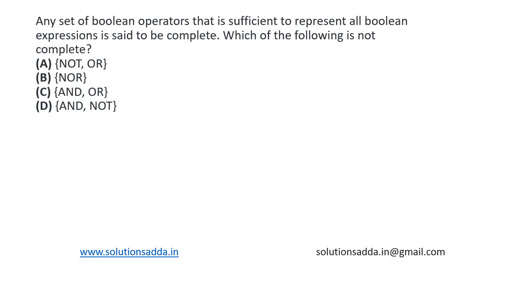This is a question from digital logic. Any set of Boolean operators that is sufficient to represent all Boolean expression is said to be complete. Which of the following is not complete? So NOR and NAND are called universal gates, as any logic gate can be implemented using these two gates. So if you are able to perform the function of NOR or NAND, then we can say that the expression is said to be complete.